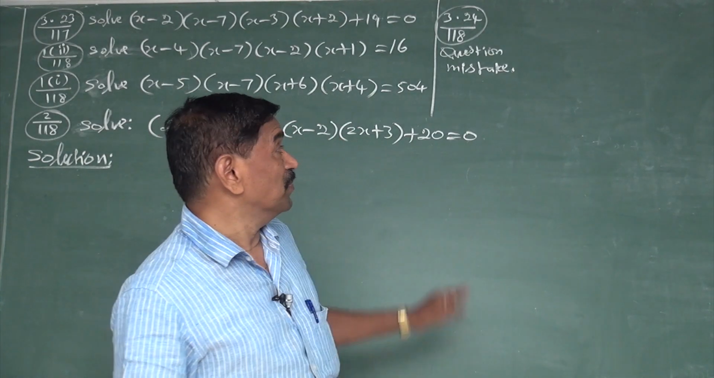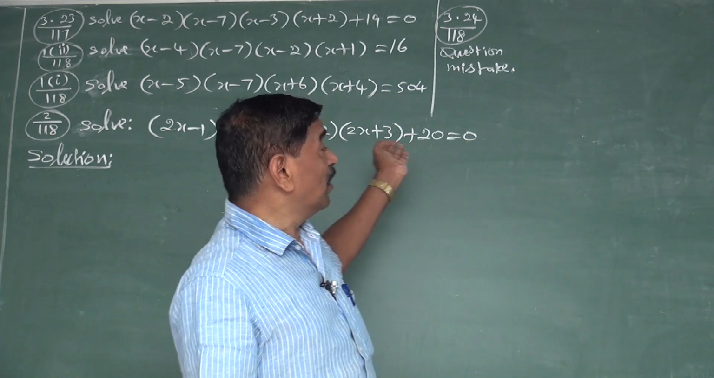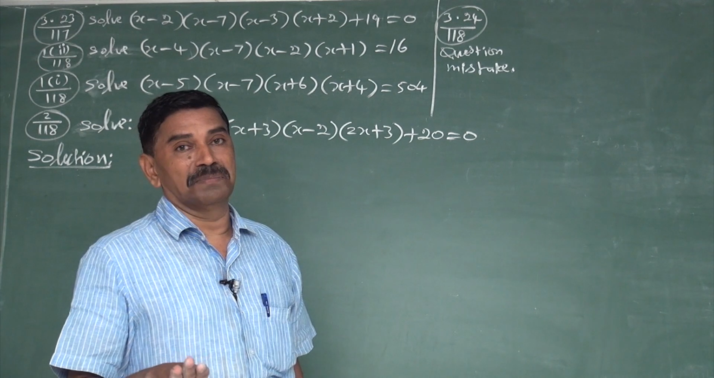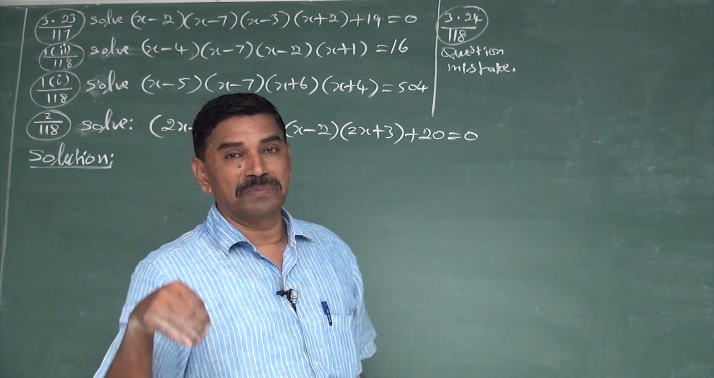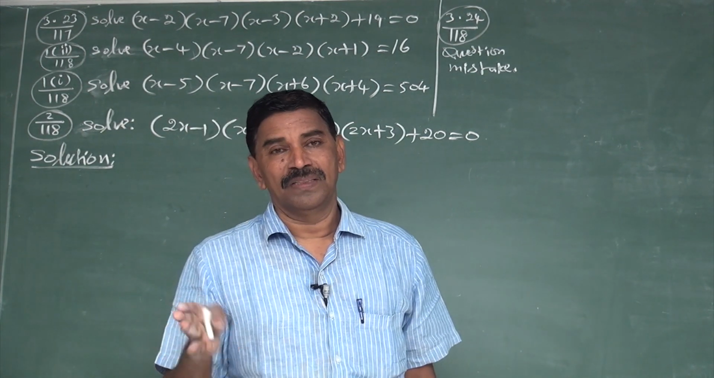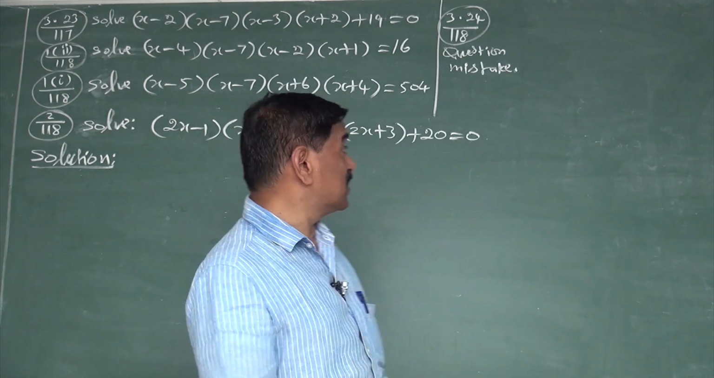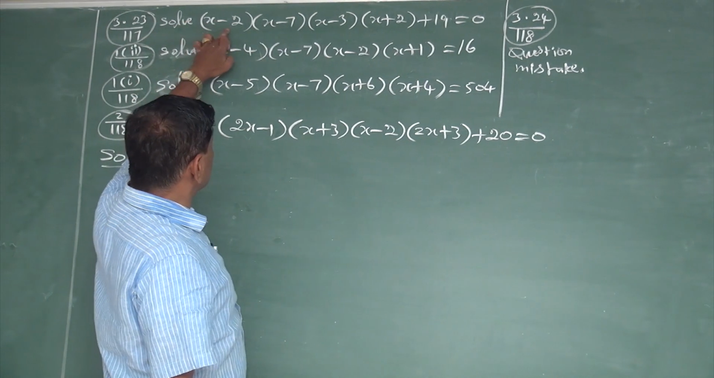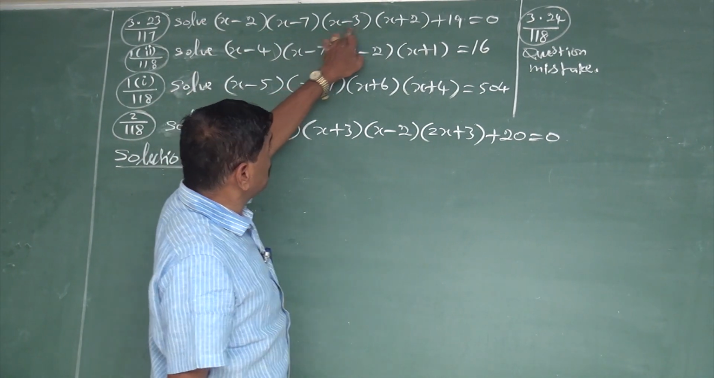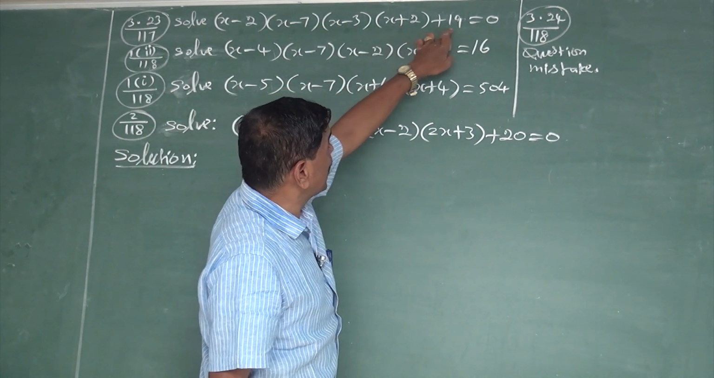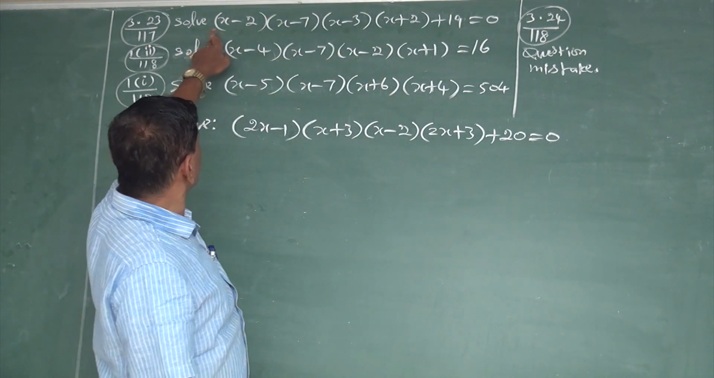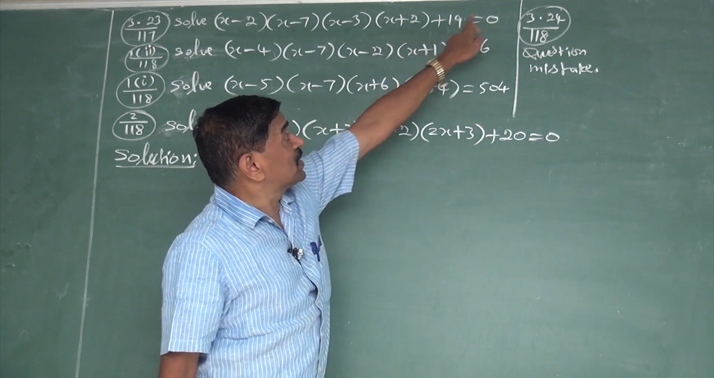And now we have exercise 3.4, and there are 4 sums. To learn these 4 sums, it is enough to learn one sum. Then the remaining 3 sums we can do in rough work itself. Now listen, first question: solve x minus 2 into x minus 7 into x minus 3 into x plus 2 plus 19 is equal to 0. The 4 sums will be of the form: the product of the 4 factors plus a constant equal to 0.